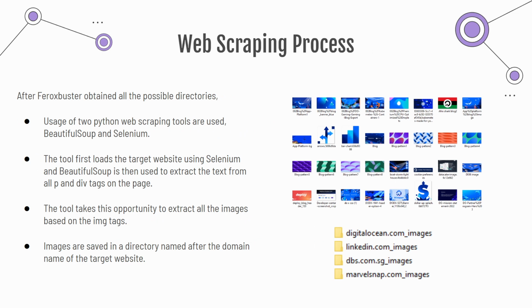After Feroxbuster has obtained all the possible directories, our tool will extract text and images from the URLs provided by Feroxbuster, and this is made possible by using Beautiful Soup and Selenium. The tool first loads the target website using Selenium, which simulates the behavior of a real user. Once the website is loaded, Beautiful Soup is used to extract the text from all the p and div tags on the page. The tool also takes this opportunity to extract all the images based on the image tag. The images are then saved in a directory named after the domain name of the target website. By extracting text and images from the target website, our tool provides users with more data that can be used to craft convincing phishing attacks.